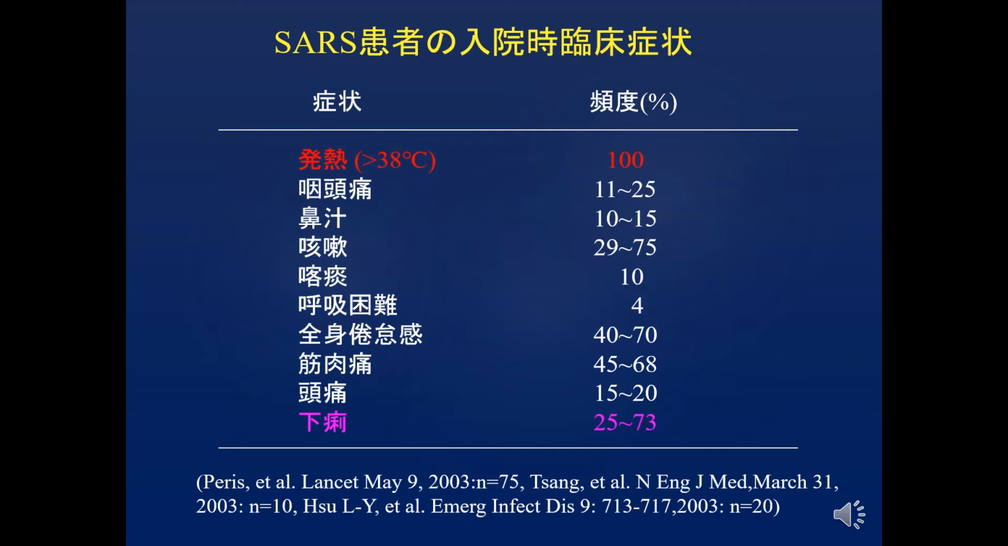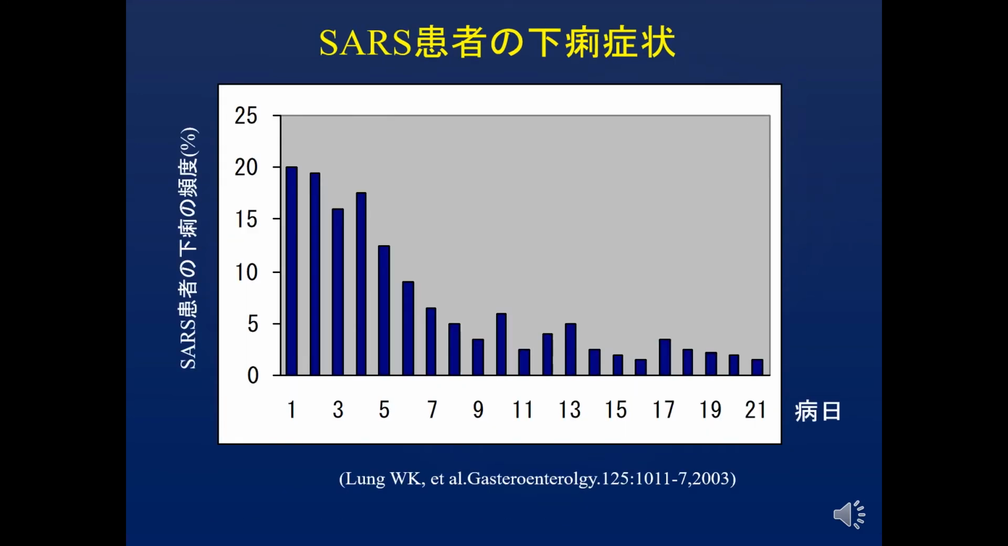100% of fever, because it is included in the diagnostic guideline. You had the throat pain and running nose among 11 to 10% or 25% of the patients. Cough was seen between 29 to 75%, and the surprising thing was diarrhea, 25 to 73%. There was quite a high frequency.